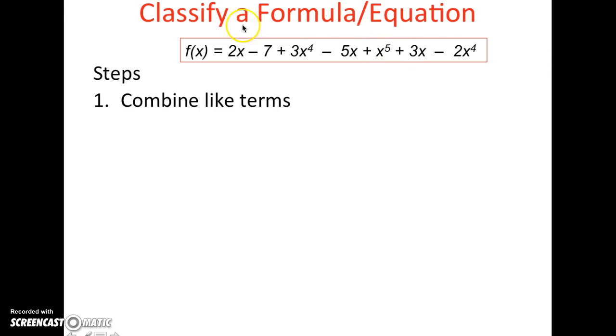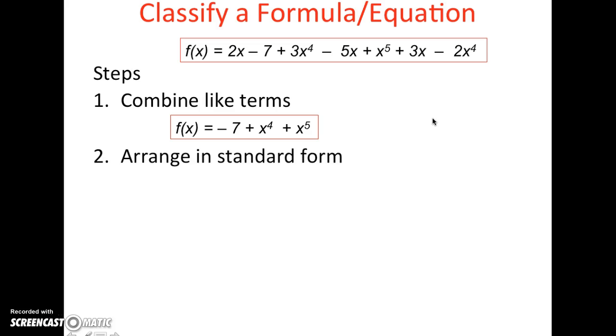All right, so you probably noticed that if we're looking at the terms here, we have 2x, which is a like term with negative 5x and 3x, and if we combine those together, they will cancel out. Negative 7, there are no like terms to combine with it, so that will just stay. 3x to the 4th and minus 2x to the 4th, those are like terms, so we can combine those. And x to the 5th, there's nothing to combine it with. So when we do all that combining of like terms, we get this expression here, f of x equals negative 7 plus x to the 4th plus x to the 5th.